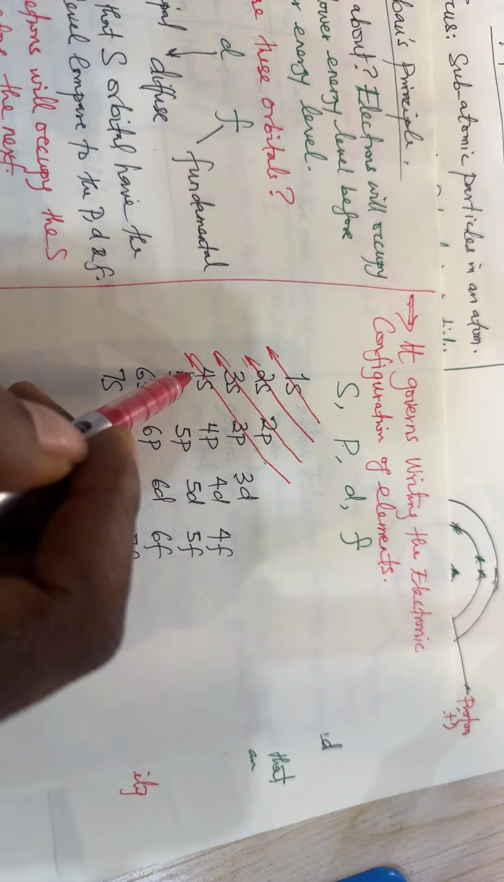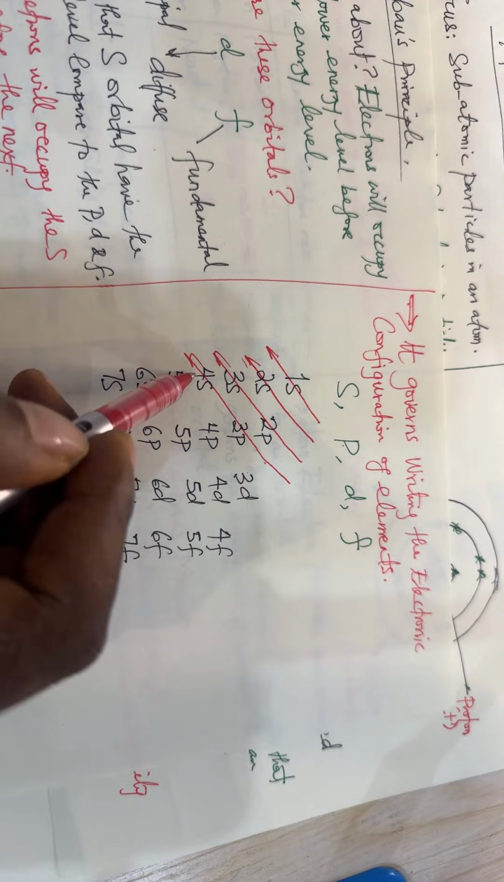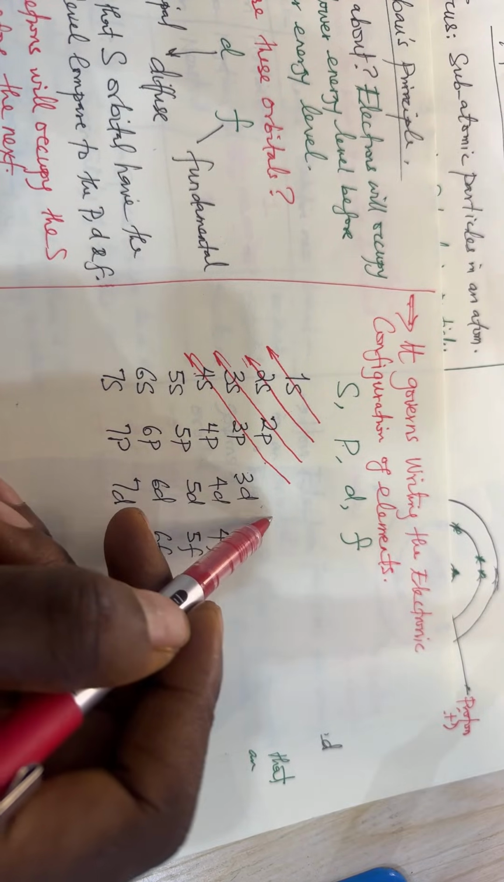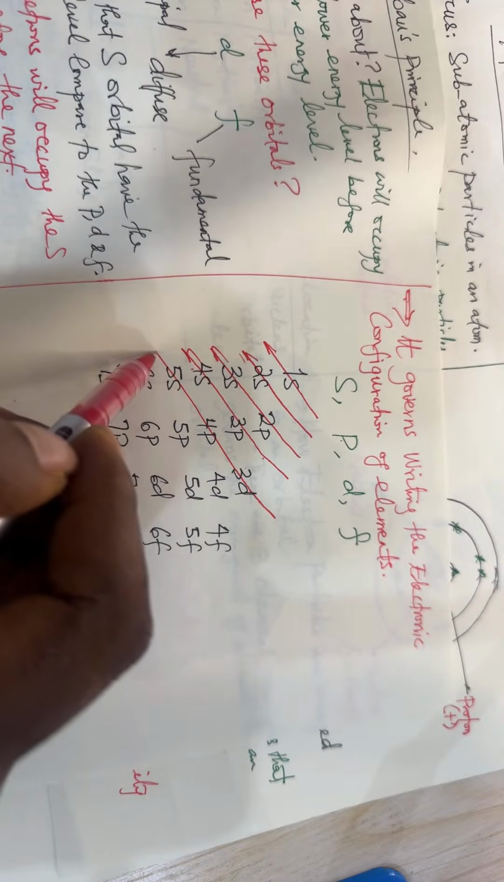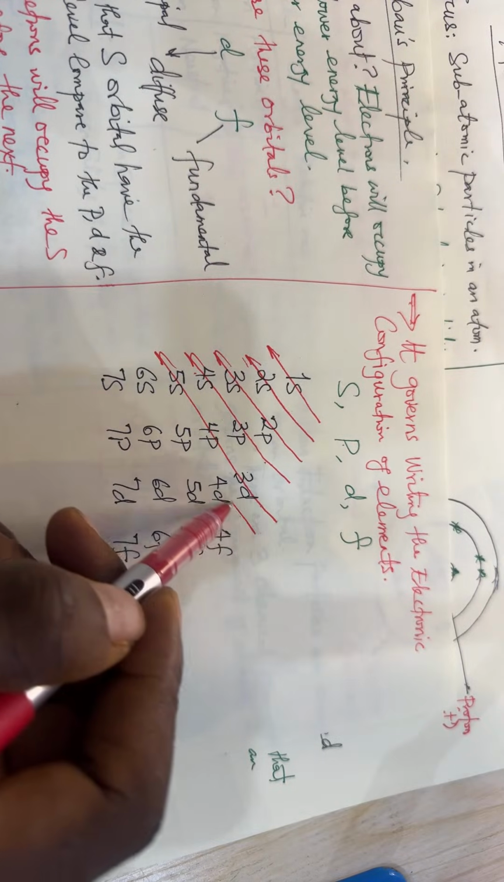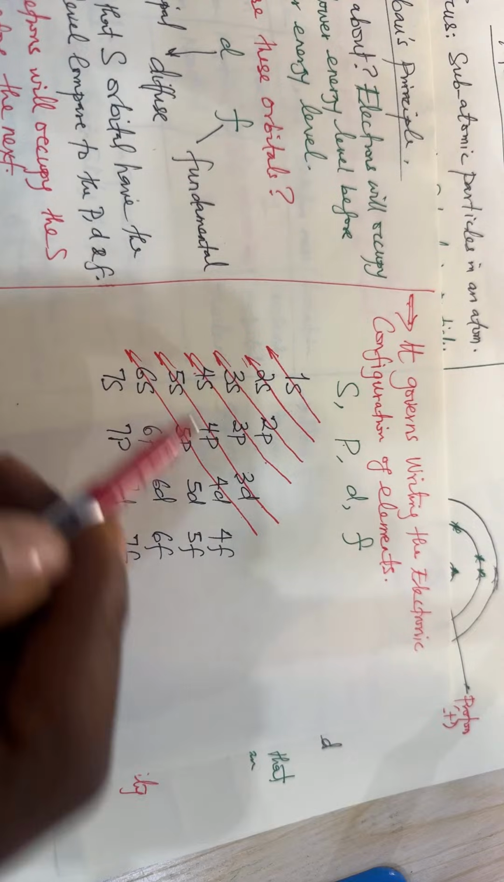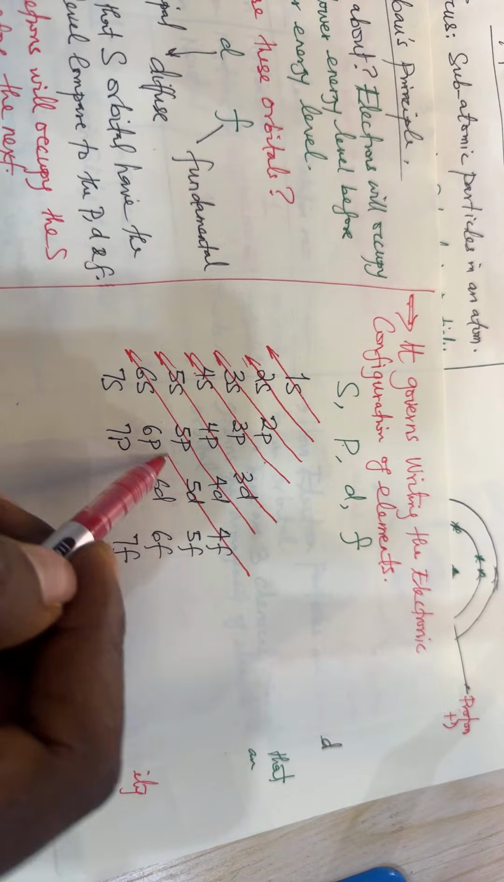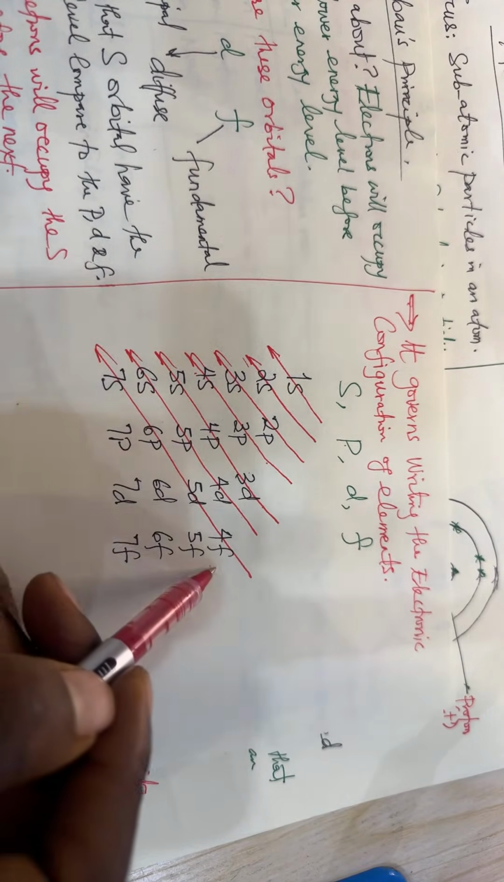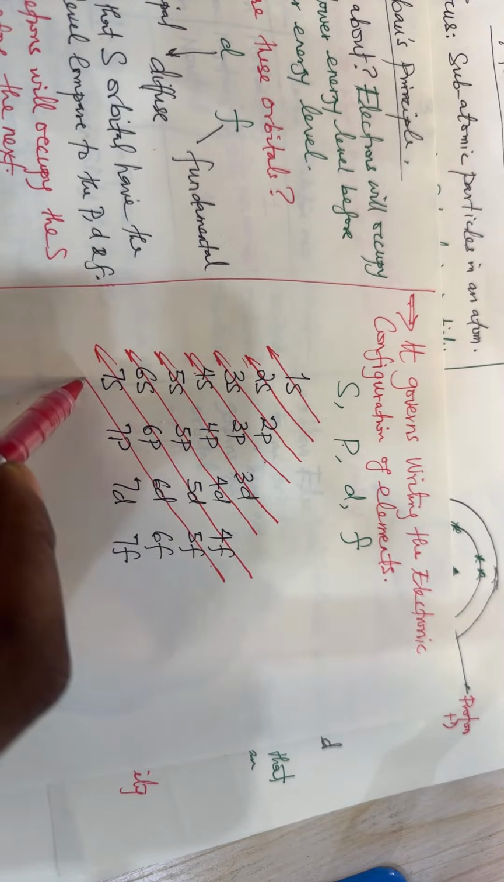After this 4S, after this 3P, 4S, the next one I should be talking about is 3D. That's why the arrow is going like that. That's why you're seeing it drawn like this in your textbook. A lot of you have been saying this, but you don't know what it means. I think today you've known this particular one.